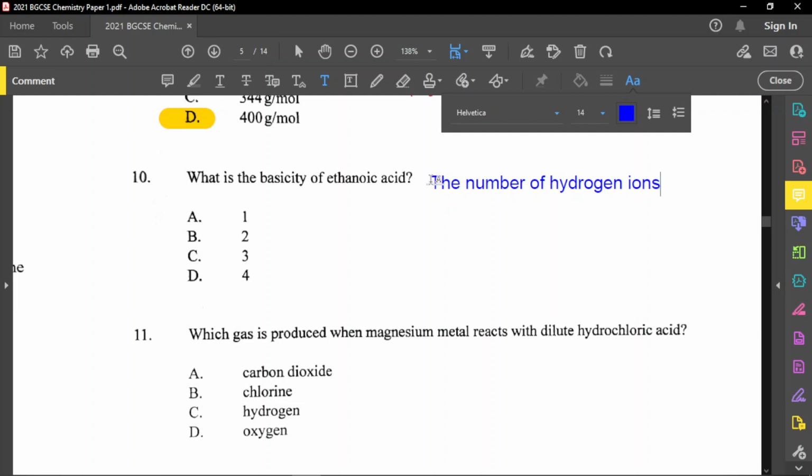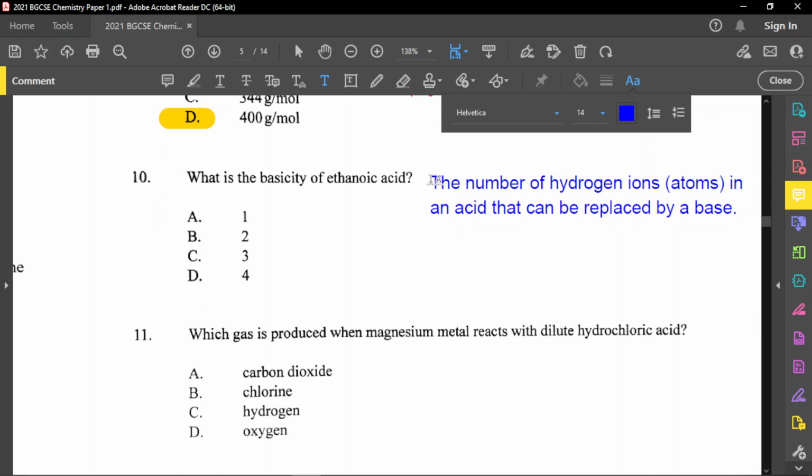All right, atoms or ions. If you want to say atoms, it's fine. Atoms or ions really don't matter. Basicity is the number of atoms or ions in an acid that can be replaced by a base.